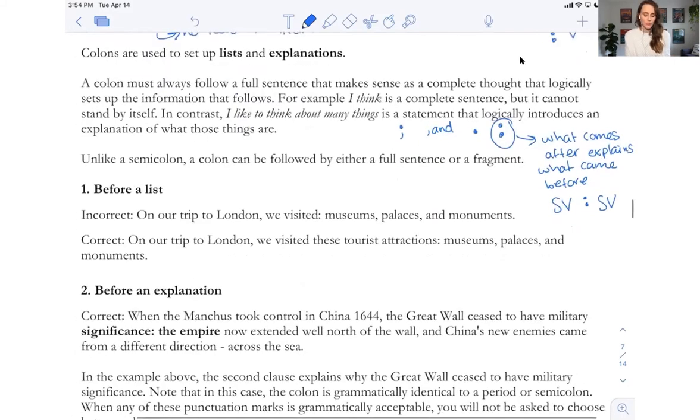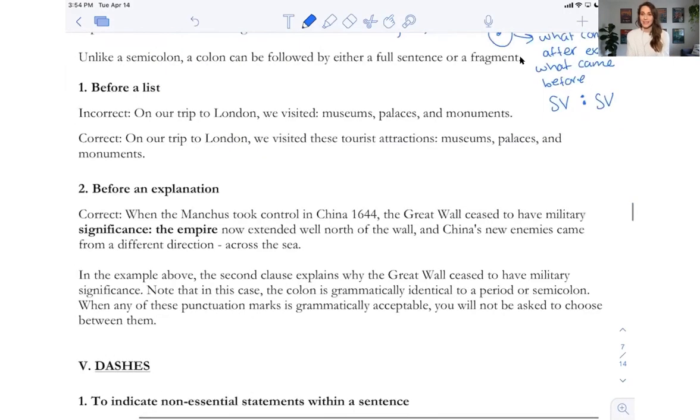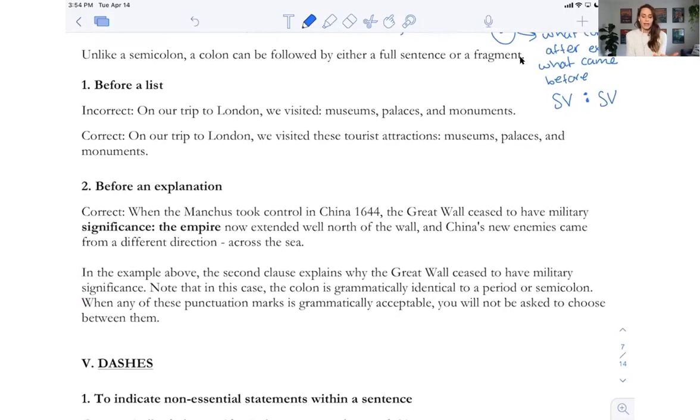So colons can also be used before a list. So if you're listing items, you can use the colon. Note here, we don't say we visited, for example, museums. We just do we visited colon and then drop the list in there.